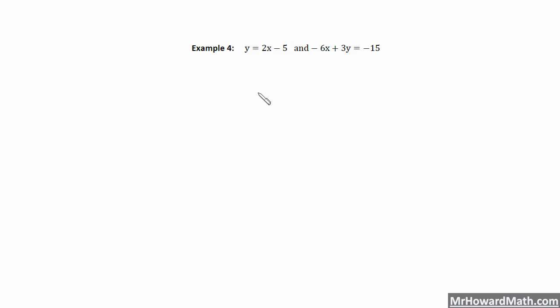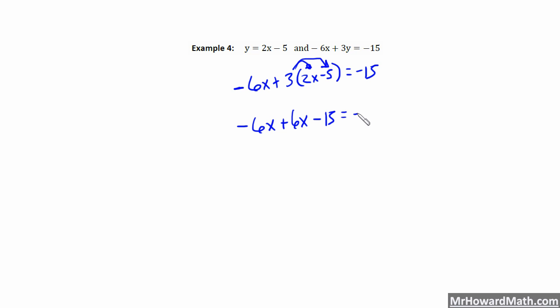So let's do that. I'm going to rewrite this equation right here as negative 6x plus 3 times the quantity, and remember I'm substituting 2x minus 5 in for y here, so 2x minus 5 equals negative 15. Now I'll just distribute here, so I get negative 6x plus 6x, 3 times 2x is 6x, and then 3 times negative 5 is negative 15. That equals negative 15. So negative 6x plus 6x, those cancel. So I have negative 15 equals negative 15.